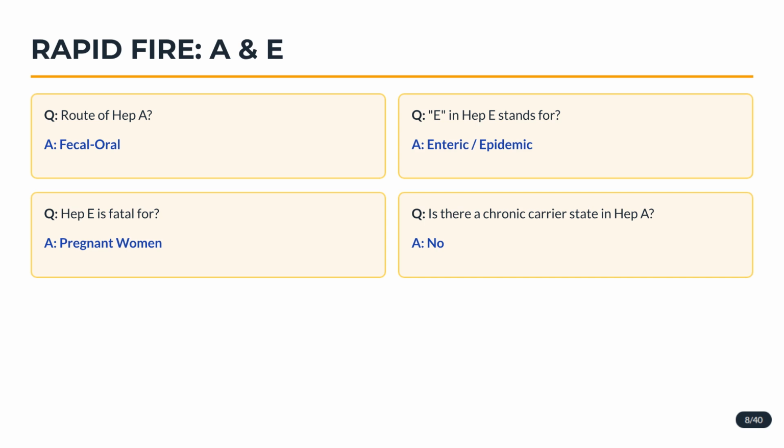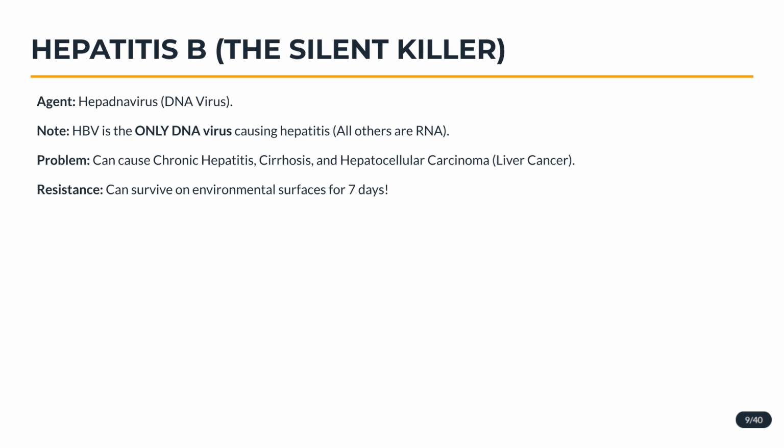Hepatitis B, often called the silent killer, is unique as it is the only DNA virus causing hepatitis. It is highly resistant and can survive on environmental surfaces for 7 days. HBV can lead to chronic hepatitis, cirrhosis, and liver cancer. The structure of the hepatitis B virus is known as the Dane particle.